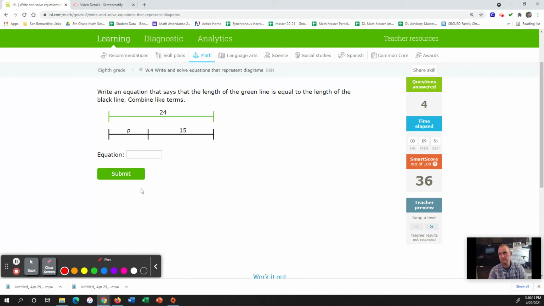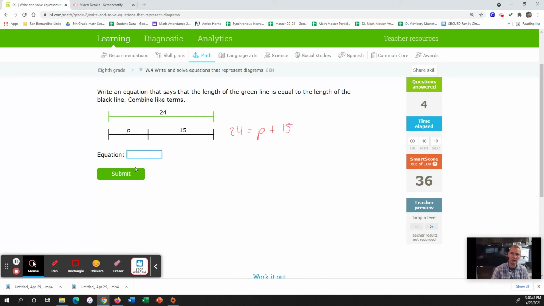Again, keep going back to the directions because they're going to ask you to do something different. They might ask you to subtract. They might throw in a third variable in there and whatnot. So I advise you to keep reading the directions as you go, and you'll see why in a little bit. Write an equation that says the length of the green line is equal to the length of the black line. Okay, so far it's straightforward. 24 equals P plus 15.